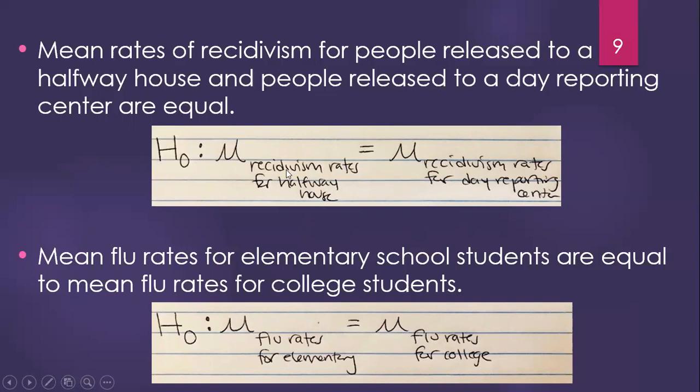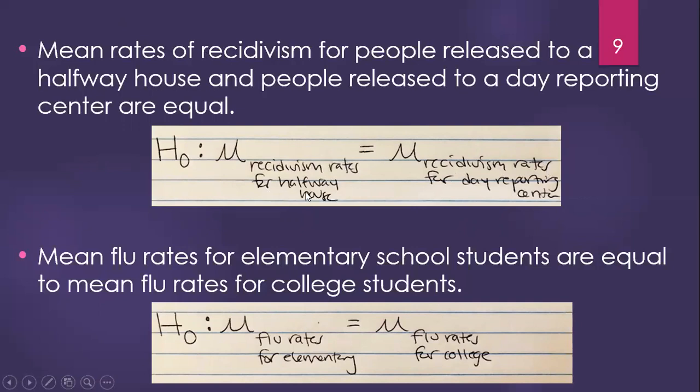And we're comparing means for the dependent variable. Here, the dependent variable is recidivism rates, right? Does place of release influence recidivism rates? So place of release is our independent variable. Recidivism rates is the dependent variable. So our mu, the mean recidivism rates, equals the mean recidivism rates.